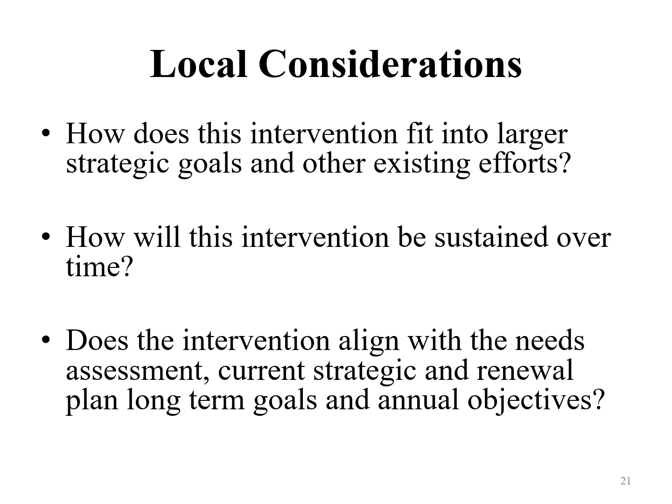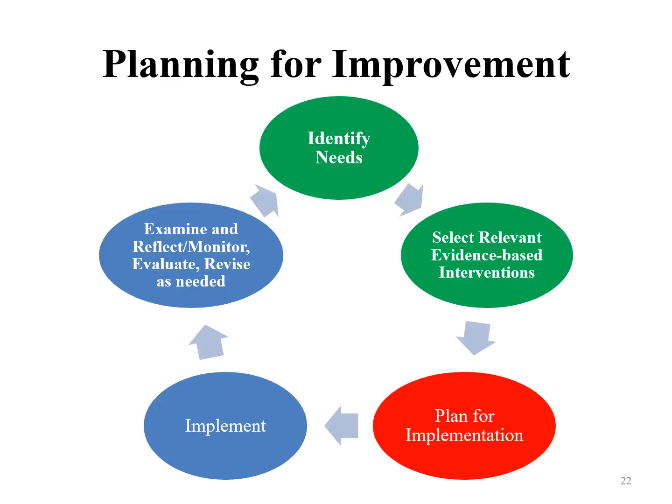How does this intervention fit into larger strategic goals and other existing efforts? How will this intervention be sustained over time? Does the intervention align with the needs assessment, current strategic and renewal plan long-term goals, and annual objectives? Once you have selected that evidence-based intervention that is aligned with the ESSA levels of evidence and the needs of the school community, then it is time to develop a plan for implementing the selected intervention. This is the next step in a continuous improvement process.